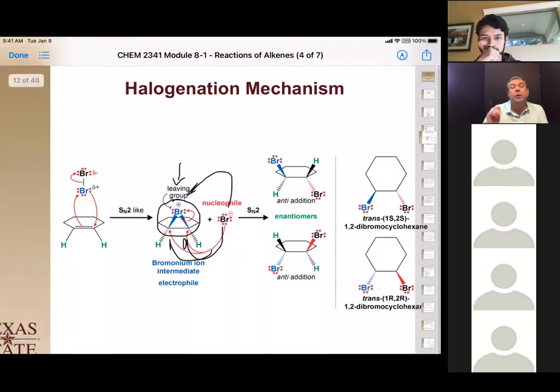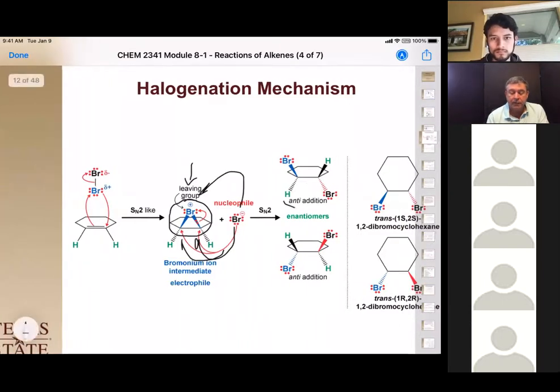Okay, so do you see why we have selectivity in addition? This is what we call anti-addition. It happens only opposite the other bromine because of this three-membered intermediate trapping a carbocation in that way, so it can only add from the bottom side of the system. This works with straight chains and everything. It's just easier to see in our cyclohexanes.